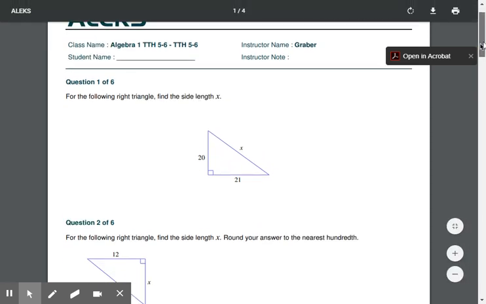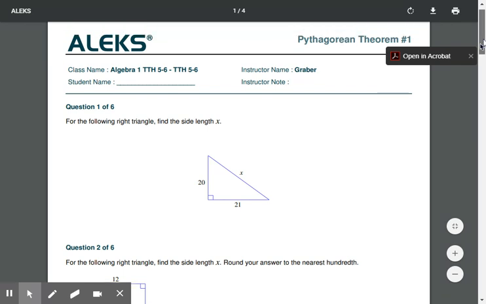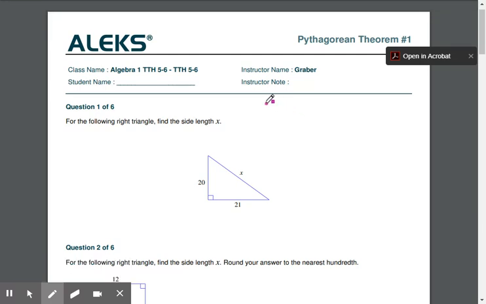This video is over the Pythagorean Theorem and the Pythagorean Theorem assignment ALEKS. So the Pythagorean Theorem is used to find the side length of a right triangle. It only works with right triangles.